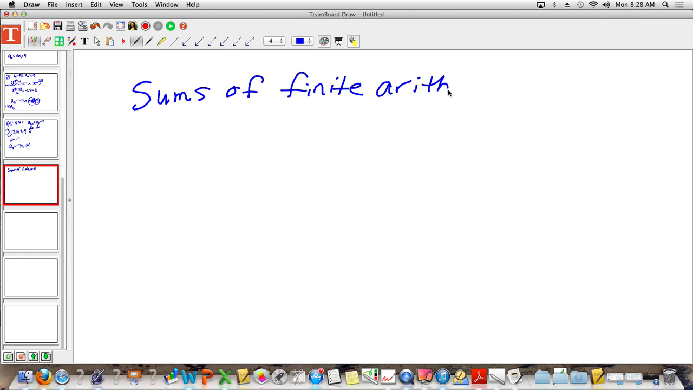Now, up until now, if I gave you a sum, you pretty much have either relied on your calculator to find the sum, or you have had to find each term and then add them all together. But there's a rule that you can use if you have an arithmetic sequence, and we did talk about this last year. But I want to tell you a little story first of all about a mathematician by the last name of Gauss.